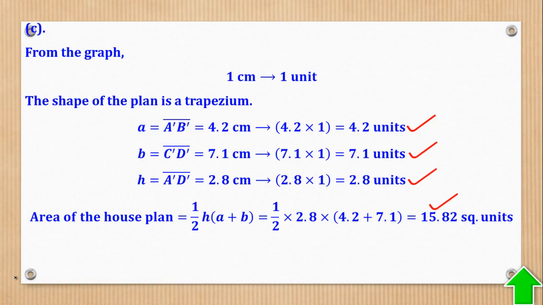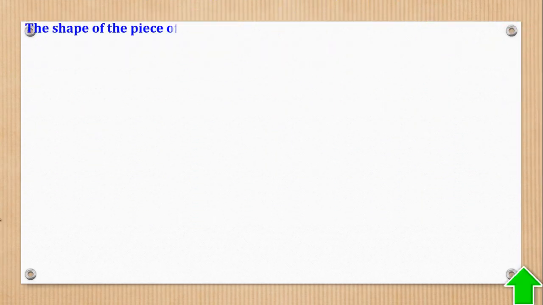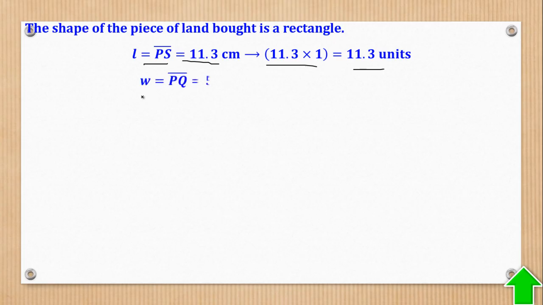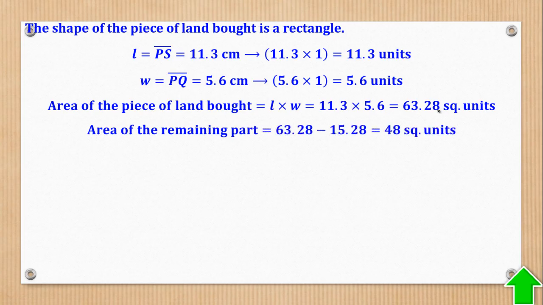Then you also need to get the area of the rectangular piece of land. So the shape is a rectangle, so length is PS, use the scale to get the units. Width is PQ, which is this, use the scale to get the units. Then I can now use the formula, and that's what I wanted. So now that I've got the two areas, I can subtract to get the remaining area which they wanted, and there it is. So that's how we could get a score of 20.